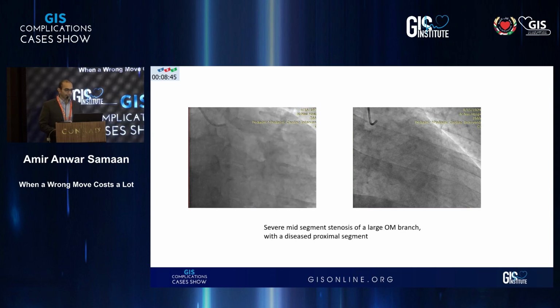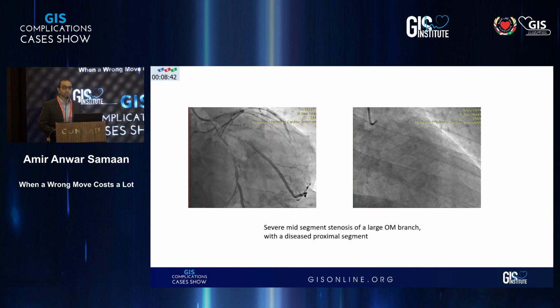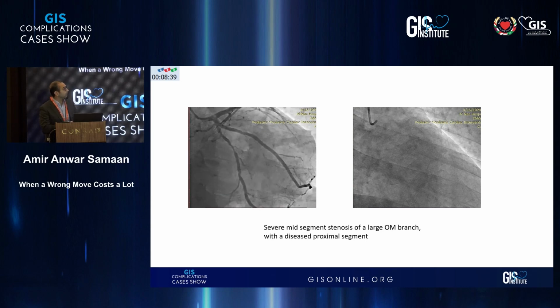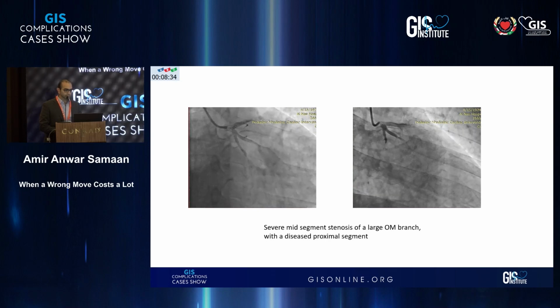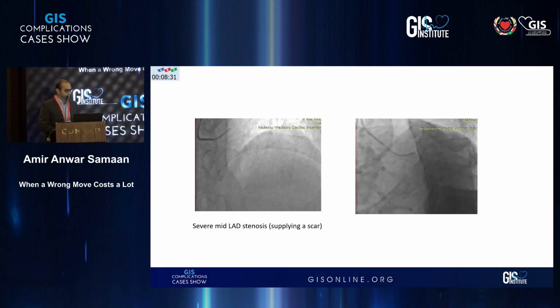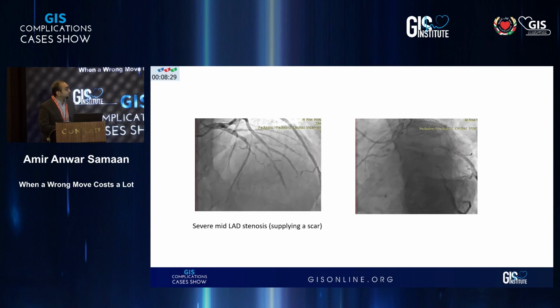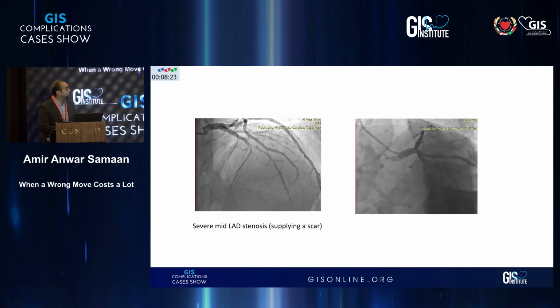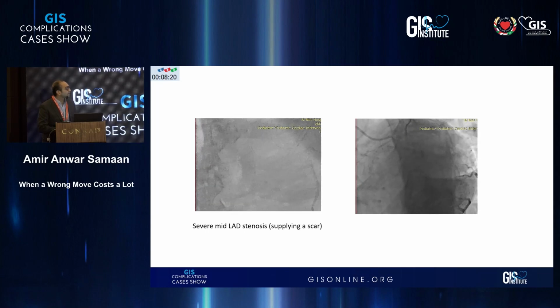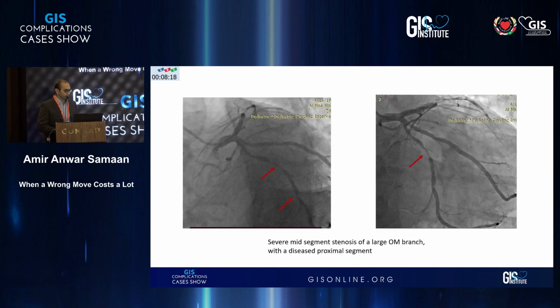This is what we have found: a large obtuse marginal branch with severe stenosis at its mid segment. The LAD had subtotal occlusion. However, it was supplying a scarred myocardium, so this was out of our calculations, and we concluded that this obtuse marginal branch with subtotal occlusion at its mid segment is mostly the artery responsible for the patient's symptoms.